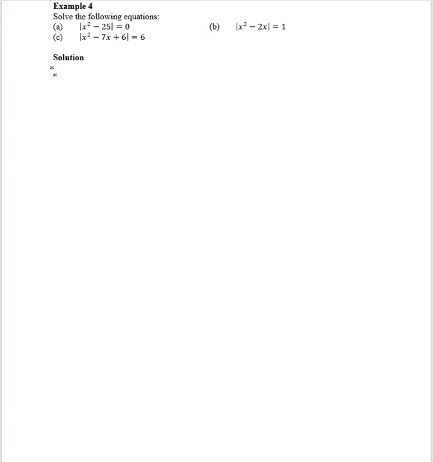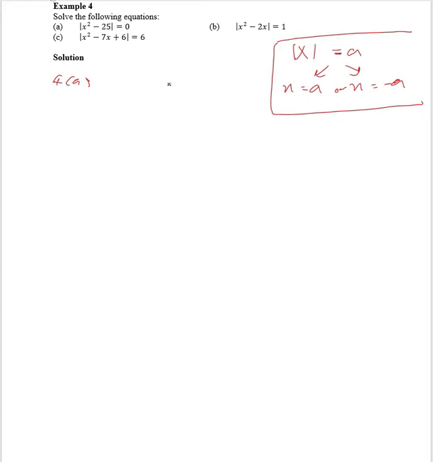Example 4a, there's only one absolute value on the left side, and then there's no absolute value on the right side. We can use the definition that we have been using to solve this question. Don't worry about the quadratic expression inside. Just copy it down for the first equation, and for the second equation, write a negative sign on the right side and write 0 in the middle.